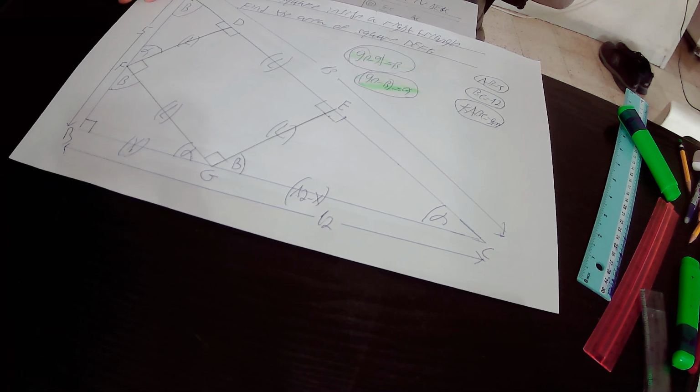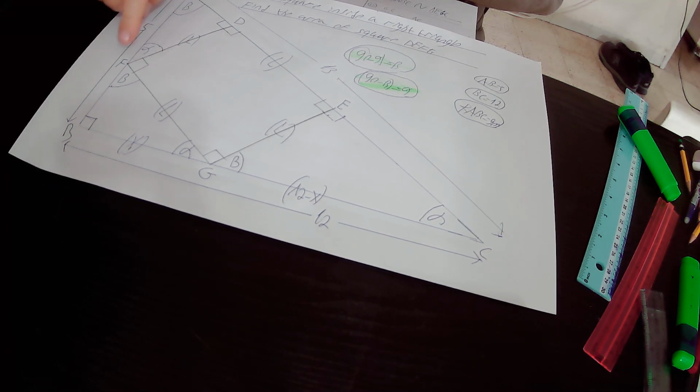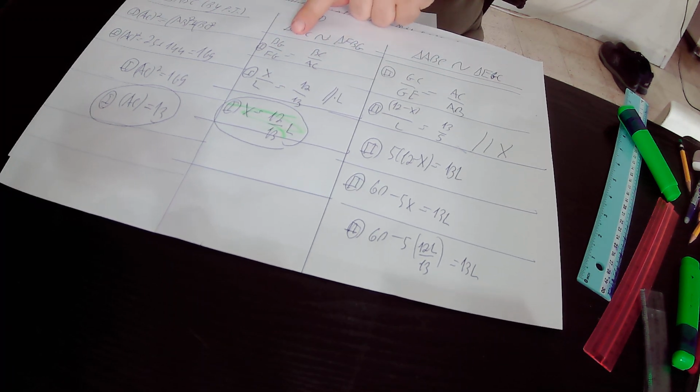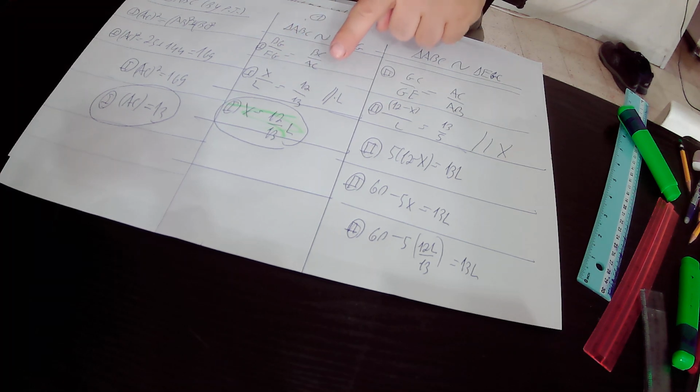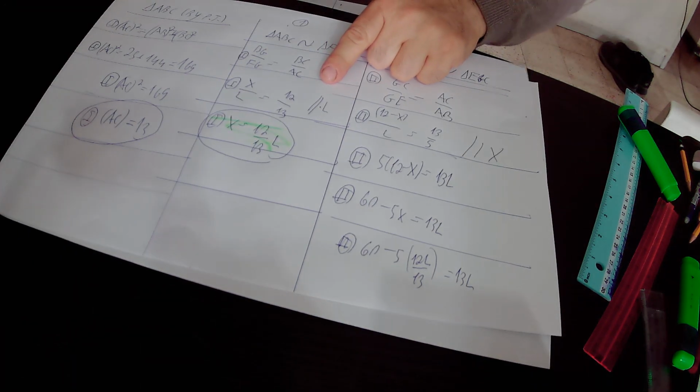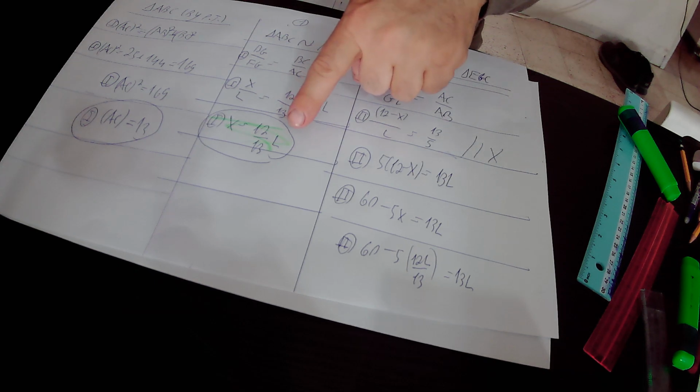We derive that BG over FG, in the right triangle FBG, equals BC over AC in the big right triangle ABC. Repeat again, we derive that BG over FG equals BC over AC. BG is X, FG is L, BC is 12, and AC is 13. In conclusion, according to equation 1, X over L equals 12 over 13. Here we multiply this equation 1 by L, and finally found out that X equals 12 over 13 times L.